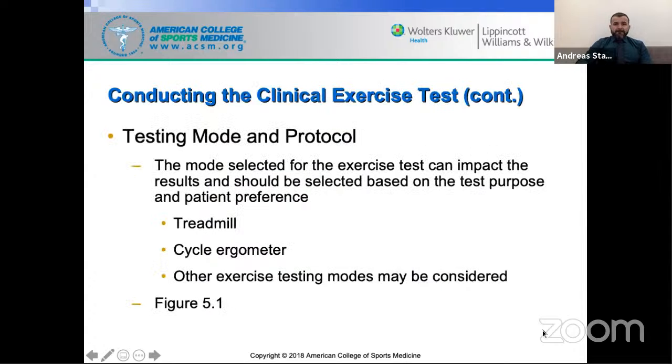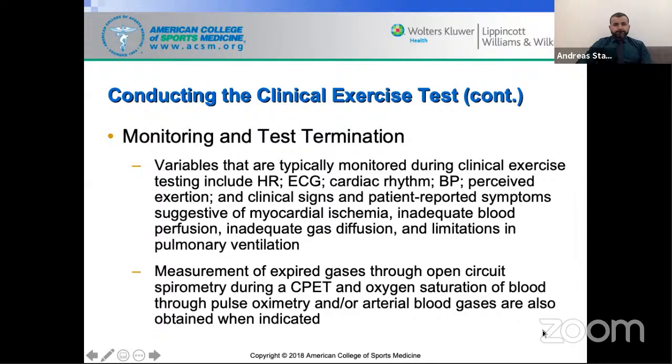Okay, those are the skills required. Nothing fancy here. Now the testing mode, it really depends. Treadmill, really popular in the States. Bike cycle ergometers, really popular in Europe. There are others such as steps. Now, what do we use to monitor it? There are many different kinds of apparatus that we can use for clinical exercise testing. As you can see, heart rate, ECG, cardiac rhythm, blood pressure, and so on and so forth.